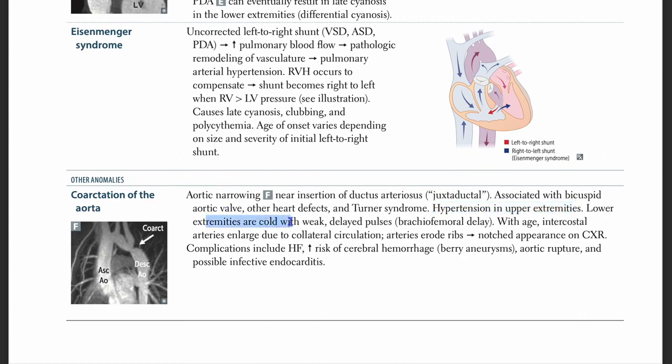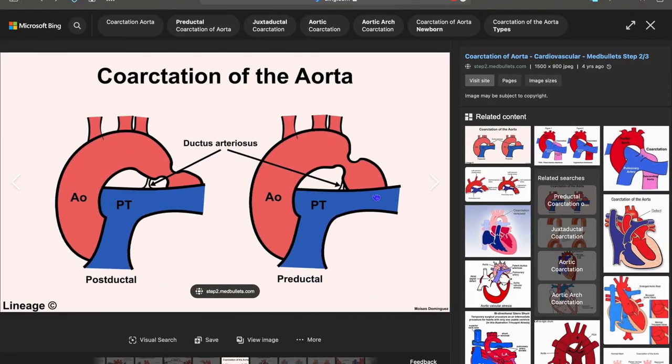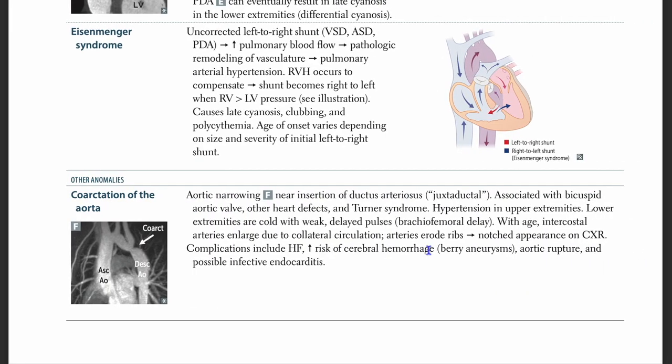Lower extremities are cold because blood is the one that provides the warmth from the core. With weak and delayed pulses, because the pulse doesn't reach fast enough, because the blood is not reaching fast enough. Okay, and delayed pulses, brachiofemoral delay. With age, intercostal arteries enlarge due to collateral circulation. Arteries erode ribs, right? So this is an important sign as well.